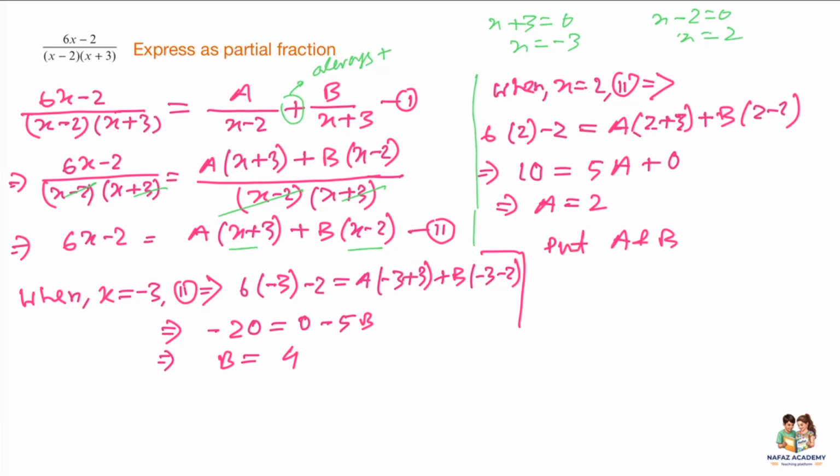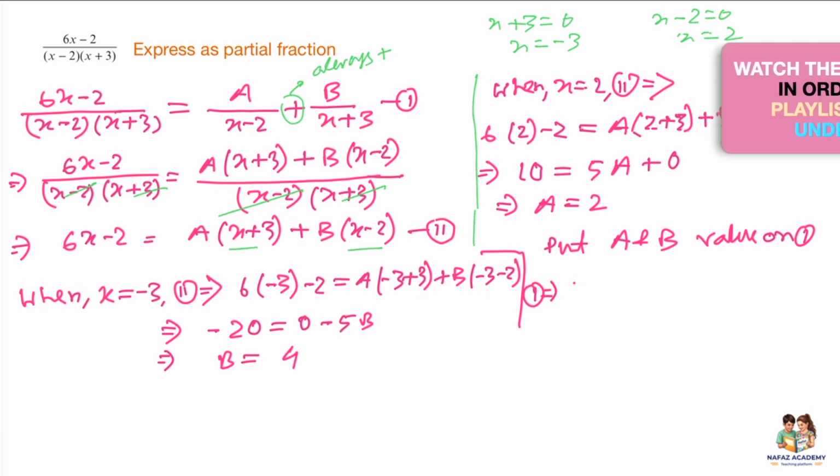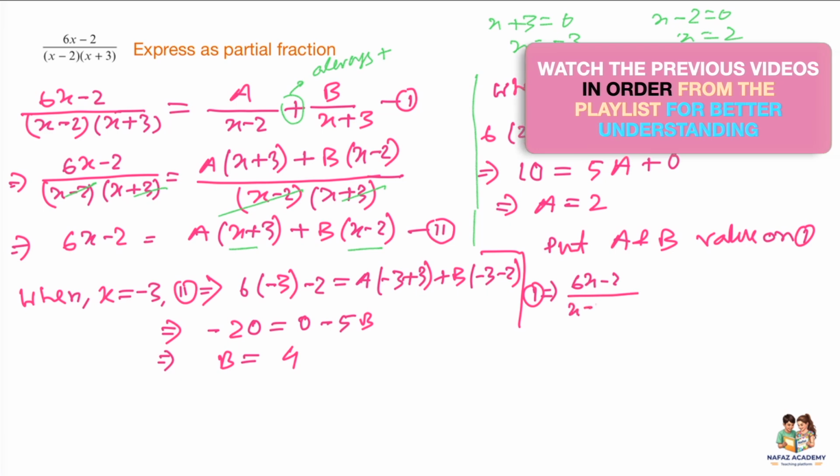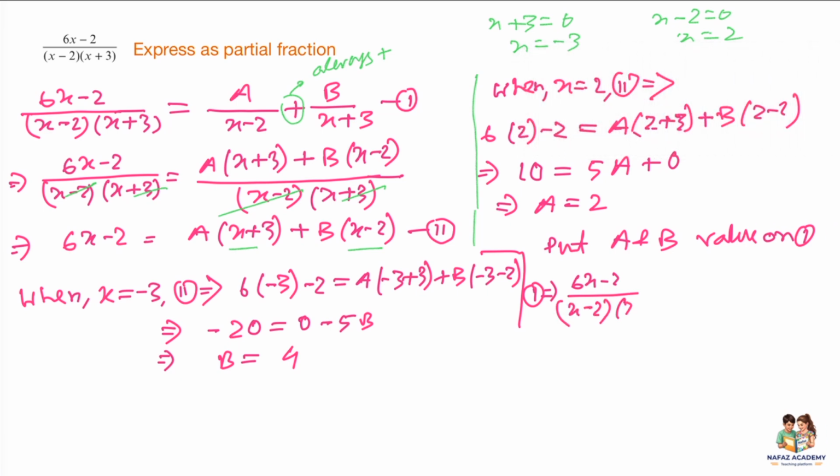Put the values of A and B in equation 1. 6x minus 2 over x minus 2 times x plus 3 equals, what is the value of A? It is 2 over x minus 2 plus, what is the value of B? B value is 4, right? 4 over x plus 3. This is the answer, right?